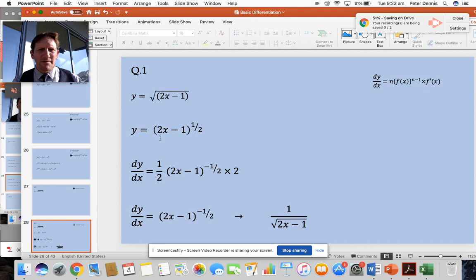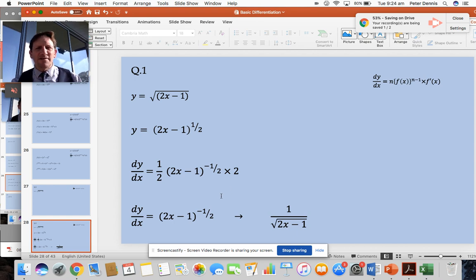Now, what's the derivative of this bracket? 2, which is nice because 2 times a half gives us 1. So what we end up with is 1 outside of 2x minus 1 to the power of minus a half. And this here is the correct derivative. If you can get to that, that is the correct derivative. That's full marks in any test because you've been asked to find the derivative.